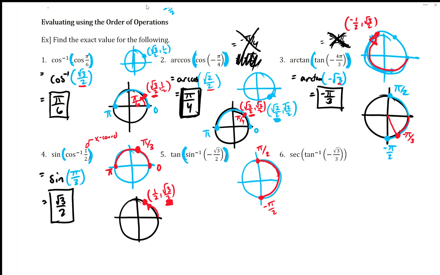Negative radical 3 over 2. Okay, so it's a y coordinate. Negative radical 3 over 2 would be close to the y-axis. Okay, but I go clockwise to get there, and that would be negative pi thirds. Okay, close to the y-axis, so that's our one with the 3 in the denominator. Okay, so all of that in the blue parentheses, let me bold it one more time, is the angle negative pi thirds. So this becomes tangent of negative pi thirds.